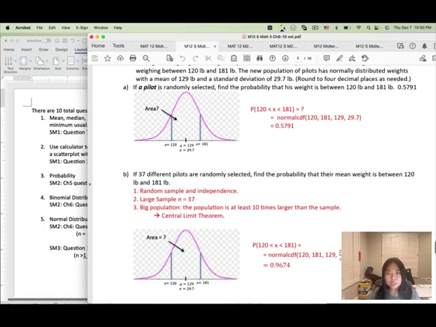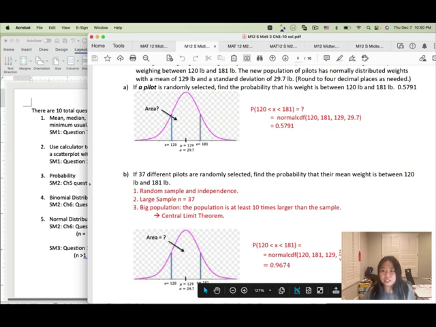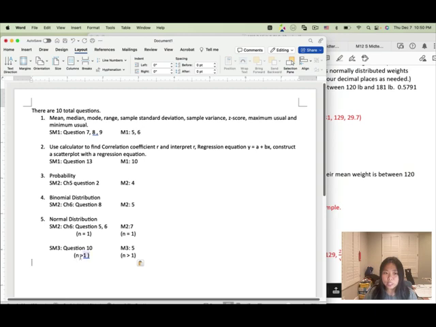Question 10 here. Part A, this is a pilot, talking about n equal to 1. B, if 37 different pilots are randomly selected, that means the sample size n is equal to 37. So you could apply the central limit theorem. For the standard deviation, that would be the standard deviation divided by the square root of the sample size, which is going to be 37 here. Okay, right? So n is greater than 1. The sample size is going to be greater than 1.